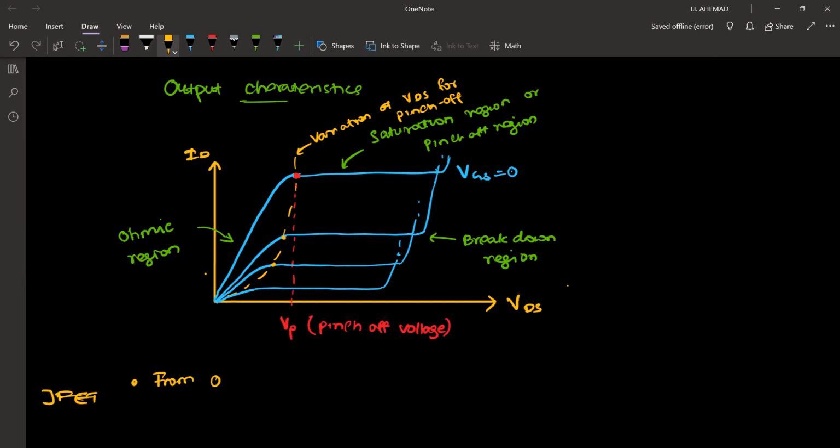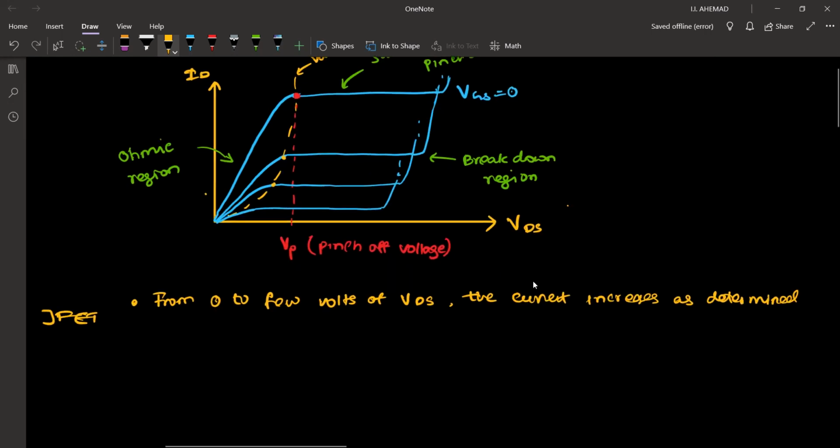From 0 to a few volts of VDS, the current increases as determined by Ohm's law. Therefore, the region is called the ohmic region.